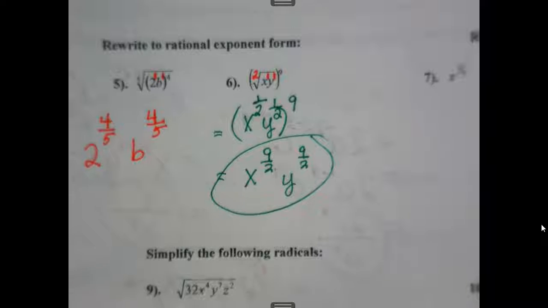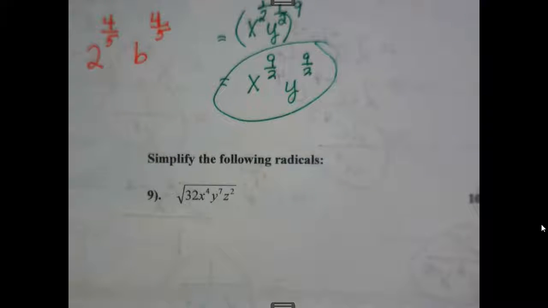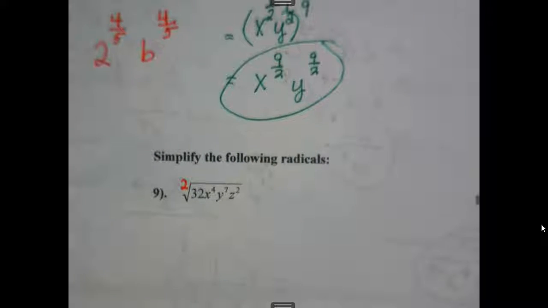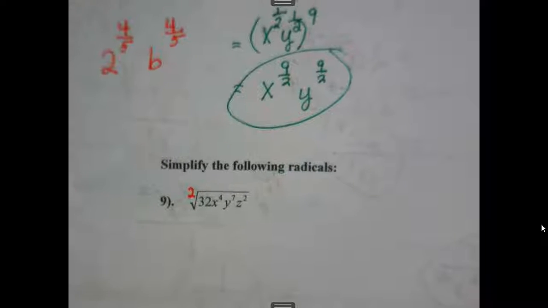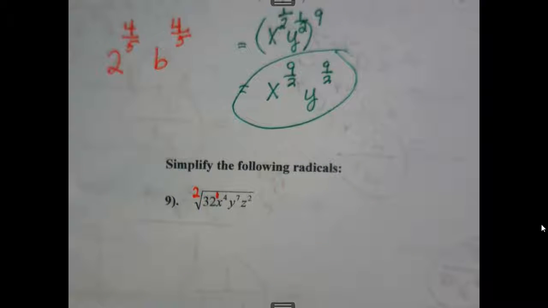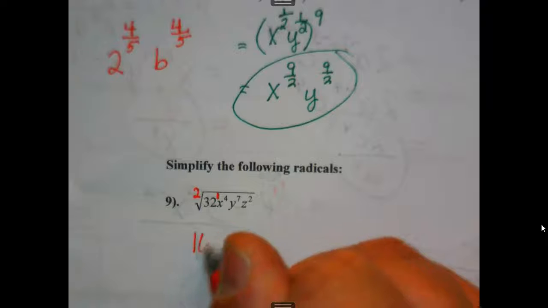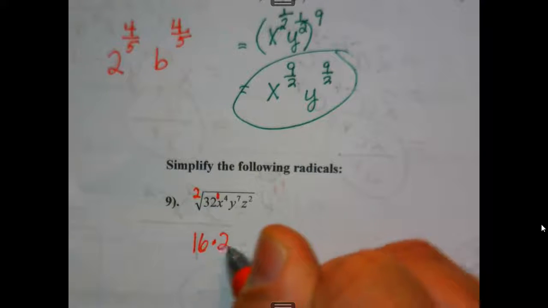And then we had simplifying the radicals. Again, if there's no number in the radical, what is it? See, you guys all got that right. What's the square root of 32? This is 32 to the first, so it's 32 to the 1/2. Guess what? 32 is not a perfect square. What's the largest perfect square that's a factor of 32? That's right, 16 times 2.